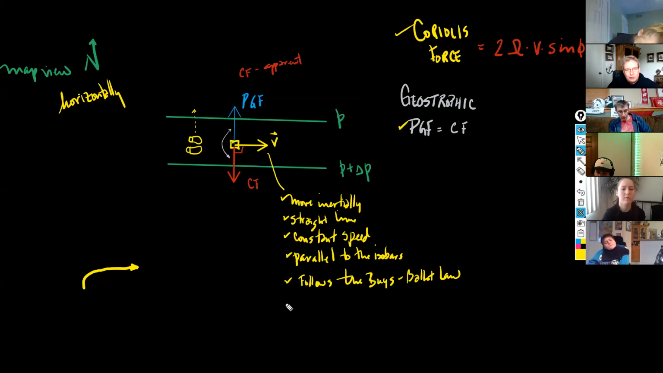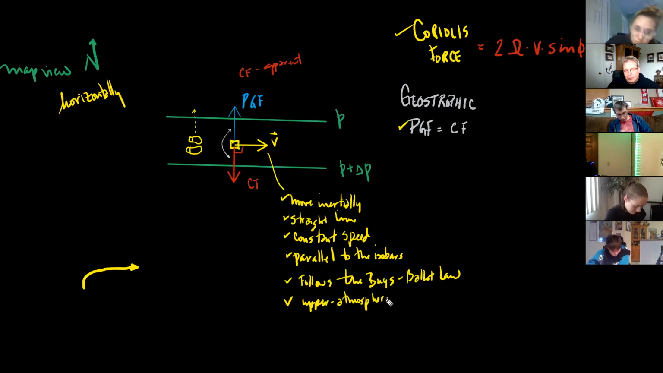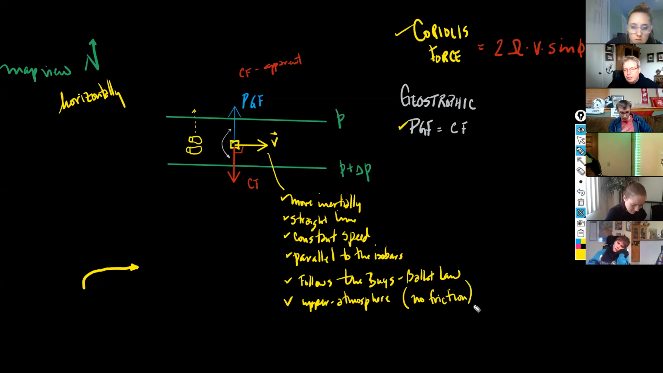Now, another thing that's true is that it is only true in the upper atmosphere. And the reason is that in the upper atmosphere we assume there's no friction. If we're near the ground, we have friction.